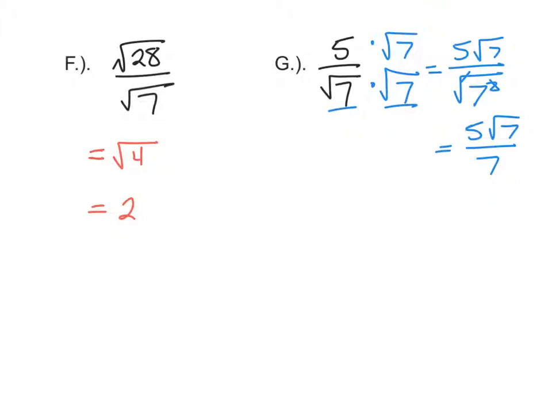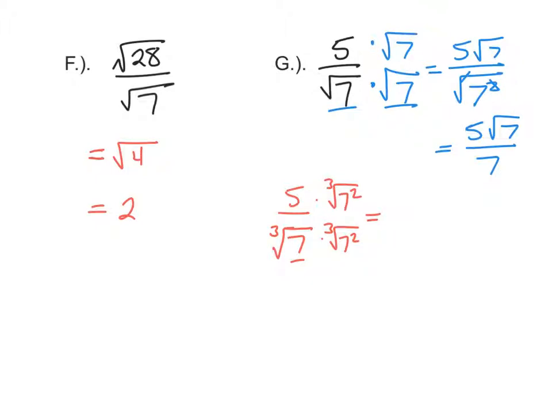Now, what if instead of 5 square root of 7, it said 5 over the cubed root of 7? This changes the problem slightly. We're still going to need to multiply both the numerator and the denominator by the same root, but this time it's going to have to be a cubed root. And I'm going to need a group of 3. Since I have one 7 here, I'm going to need 2 more 7s. So I'm going to multiply by the cubed root of 7 squared in both the numerator and the denominator.